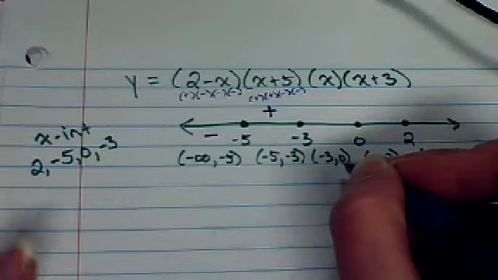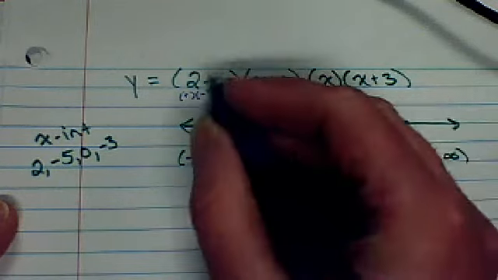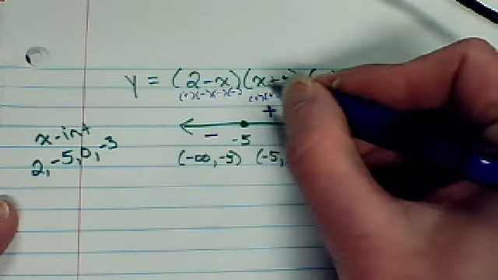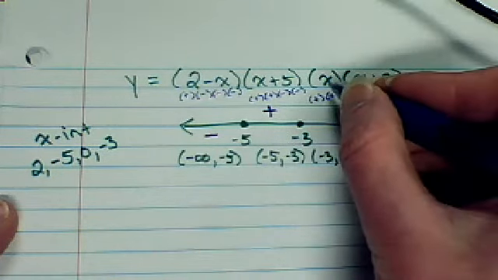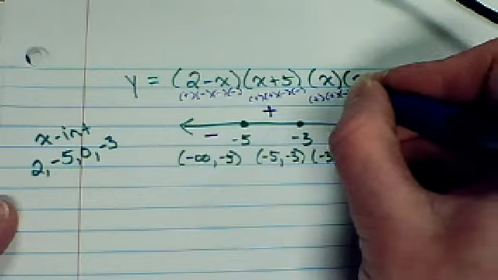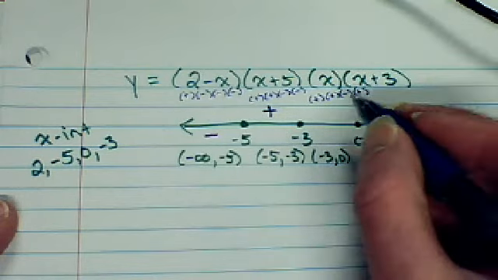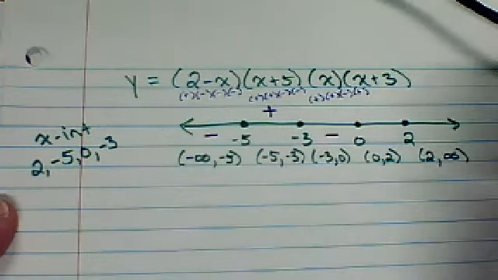Between negative 3 and 0, darn it, I can't pick 0. How about negative 1? 2 minus a negative 1, positive. Negative 1 plus 5, positive. Negative 1 plus 3, positive. I have one negative, so my result is going to be negative.